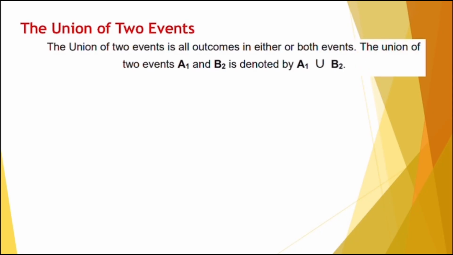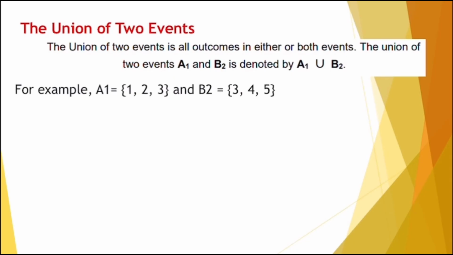Now, let's proceed to the union of two events. The union of two events is all outcomes in either or both events. The union of two events, A sub 1 and B sub 2, is denoted by A sub 1 union B sub 2, read as A sub 1 union B sub 2, and comprises the set of outcomes of either or both A and B.